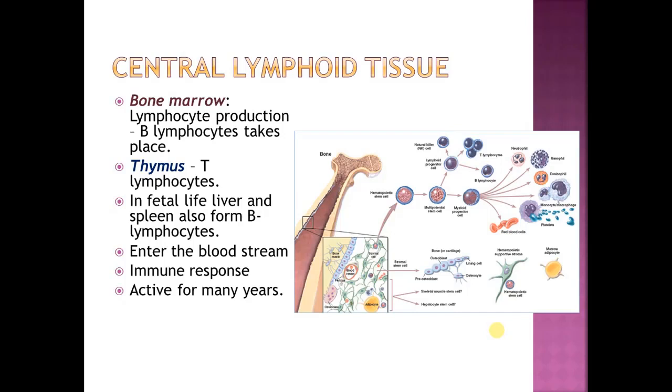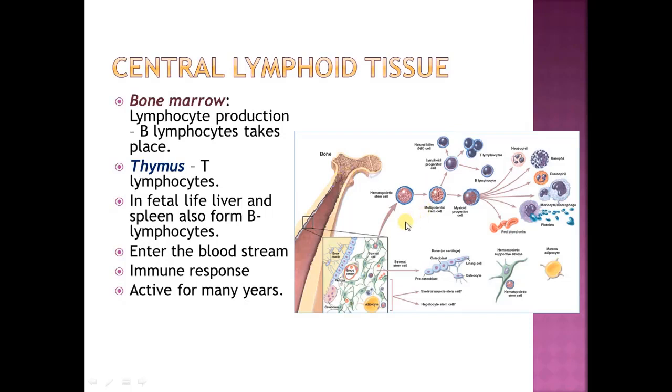Now we will come to the lymphoid tissue, basically central lymphoid tissue, and the other one is the peripheral lymphoid tissue. Central lymphoid tissue is one, the bone marrow, the yellow bone marrow, and the other one is the thymus. Remember, this bone marrow is responsible for the production of B lymphocytes. So B lymphocytes are actually produced in the bone marrow.